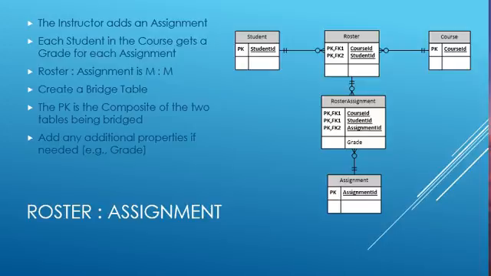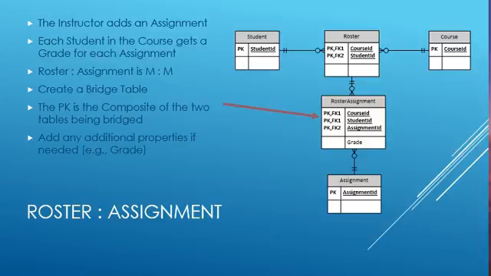So we take the primary key of the roster table, which is course ID and student ID, and we take the primary key of the assignment table, which is assignment ID, and that becomes the primary key of the roster assignment table, which is course ID and student ID from the roster table, and assignment ID from the assignment table, leaving course ID, student ID, assignment ID.